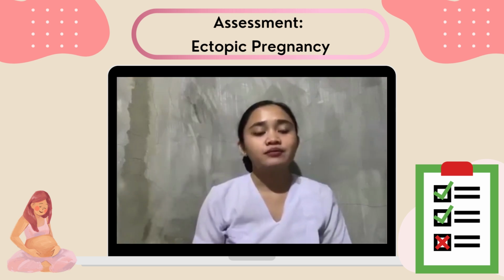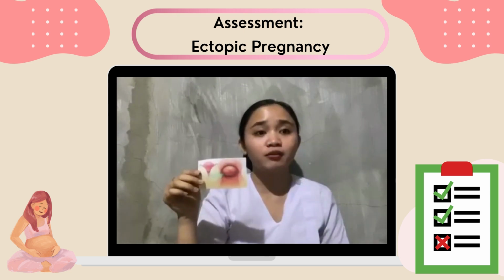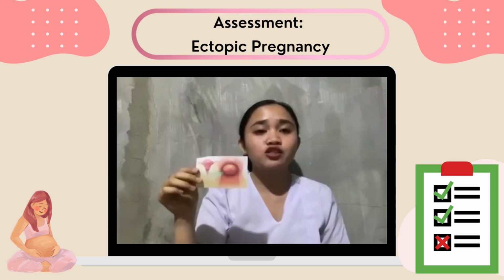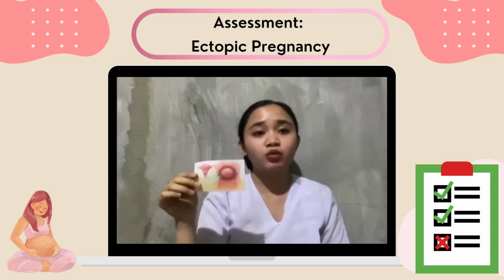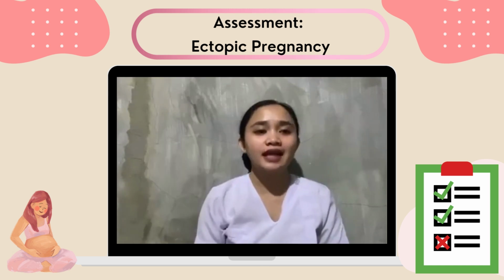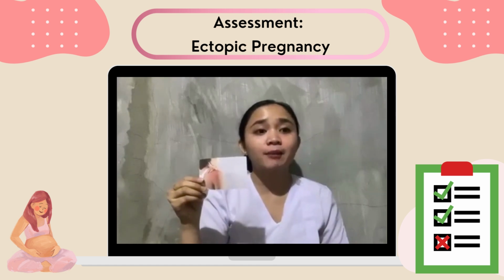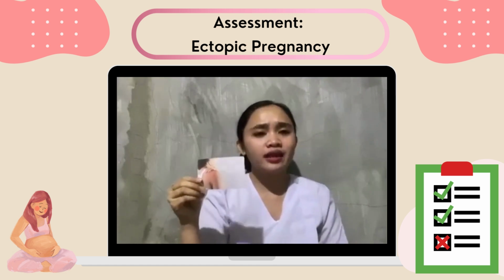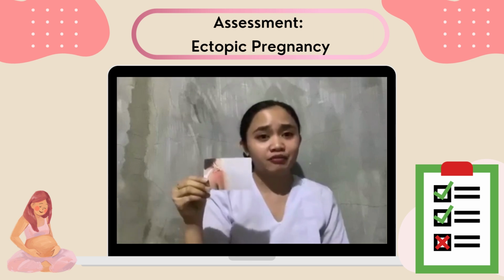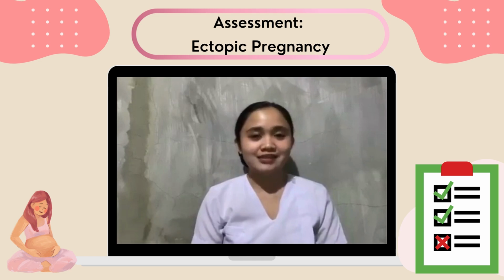And also, movement of the cervix in a pelvic exam causes excruciating pain, or cervical motion tenderness. There is also pelvic pain as well as surgical pain when the doctor does the internal examination. And lastly, there is shoulder pain from accumulated blood in the peritoneal area, so it tends to irritate the phrenic nerve. So that would be all for the assessment of ectopic pregnancy.